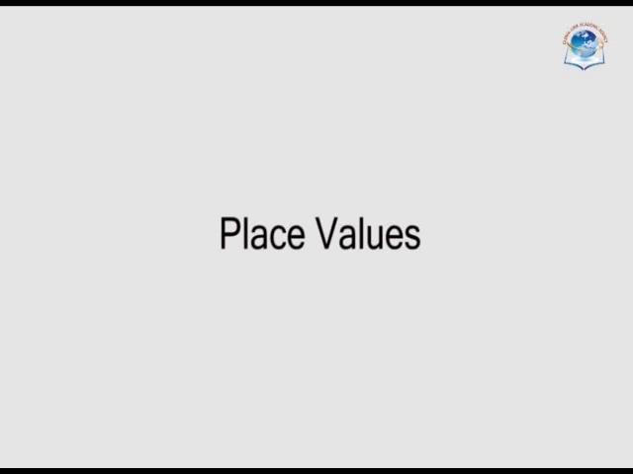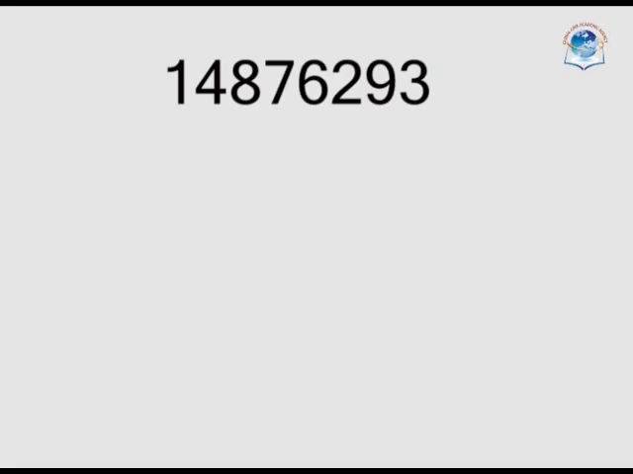Place value of digits. Now imagine the population of Kenya is 14,876,293 people. The position of a digit in a number is called its place value because it tells us the value of that digit. The digit to the farthest right has the least value, which is ones. The digit value increases as you move from right to left.